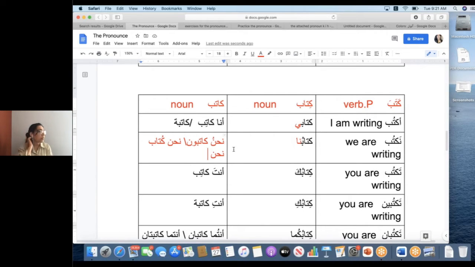Elizabeth, if it's a plural feminine, what you add at the end to make it a plural? Not sure, but I said ta. ألف تاء. أحسنتي. نحن كاتبات.